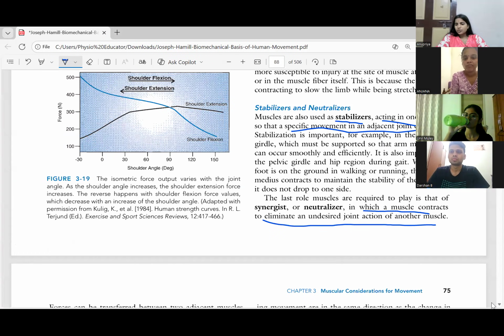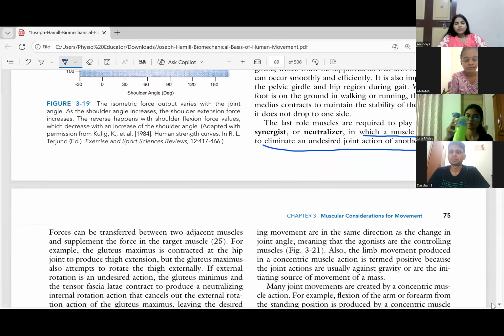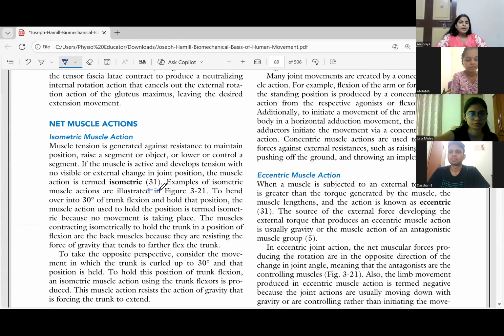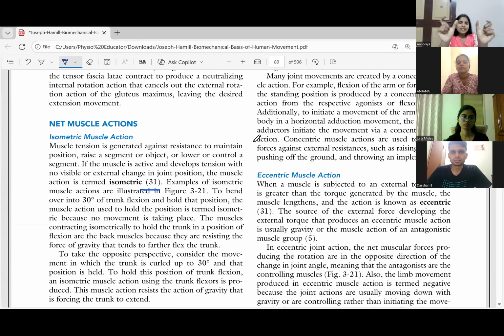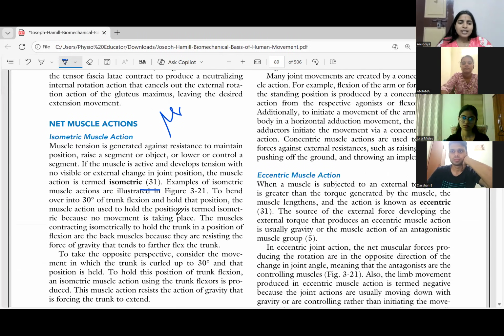Next, coming to the muscle actions case. So isometric. What does isometric mean? Isometric is nothing but, guys, a muscle will be at the same length even though it is contracting. Iso means same. I hope you all know that definition. Iso means same, metric means length, where the muscle will be acting, but yet visibly we can't see any change in position or any change. That is called isometric.